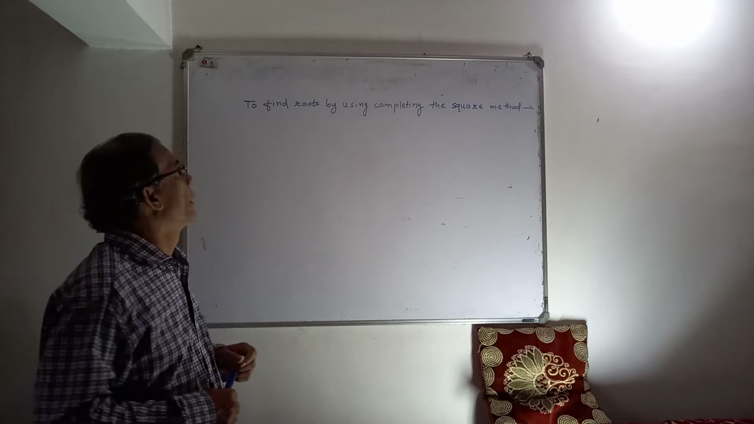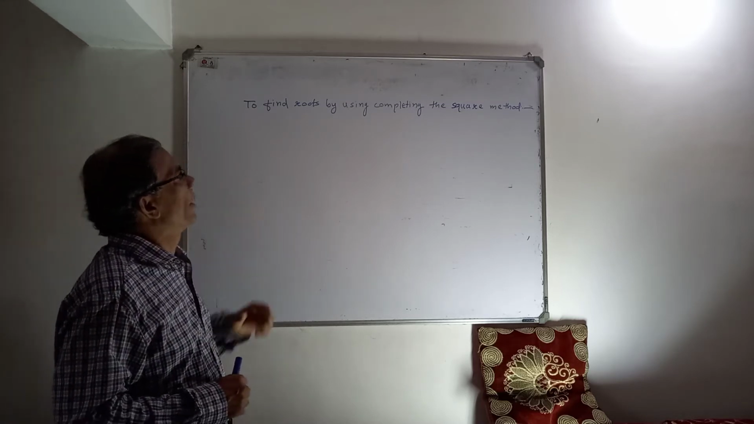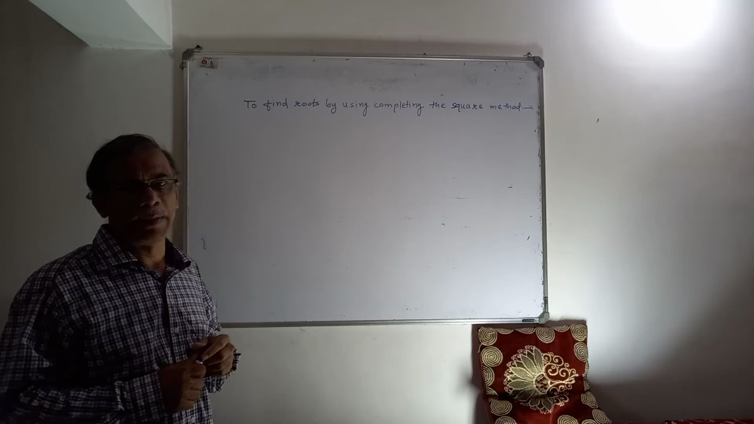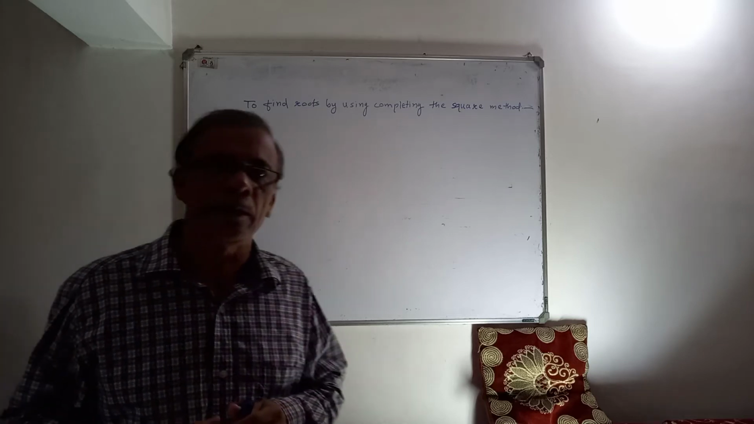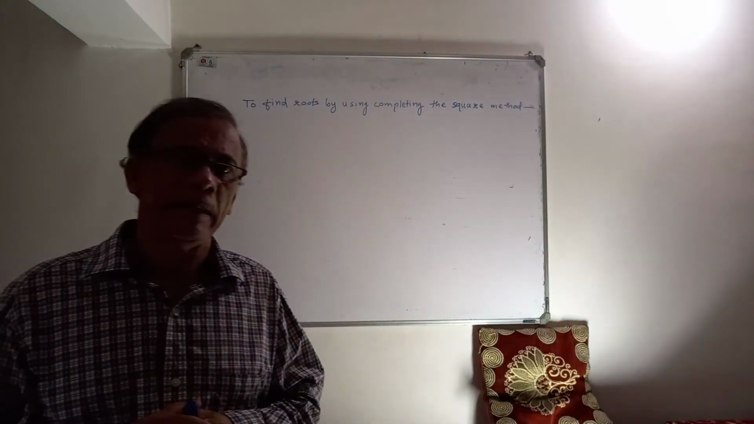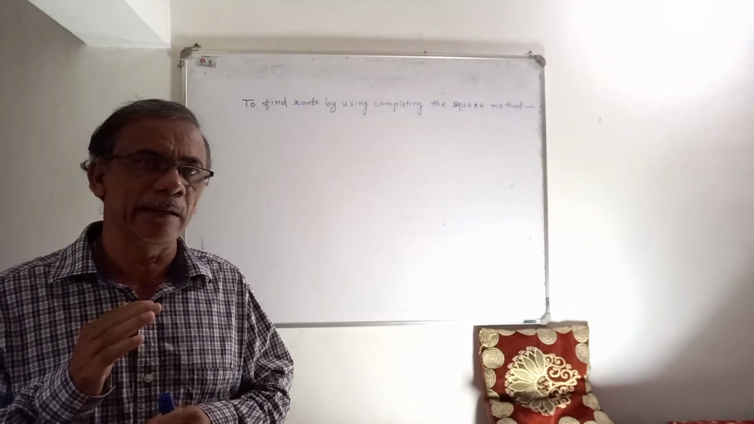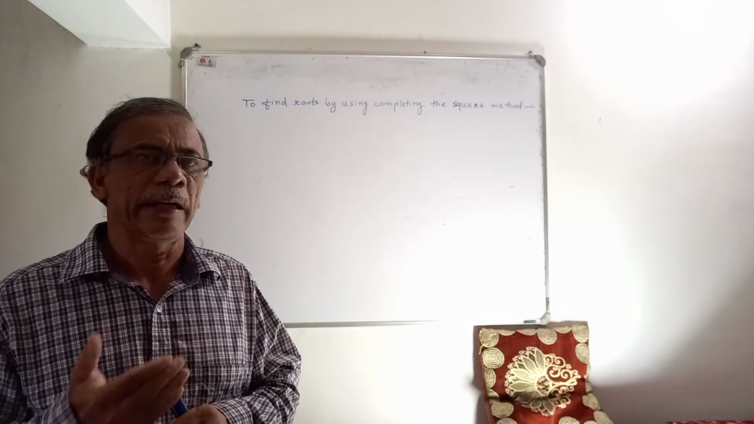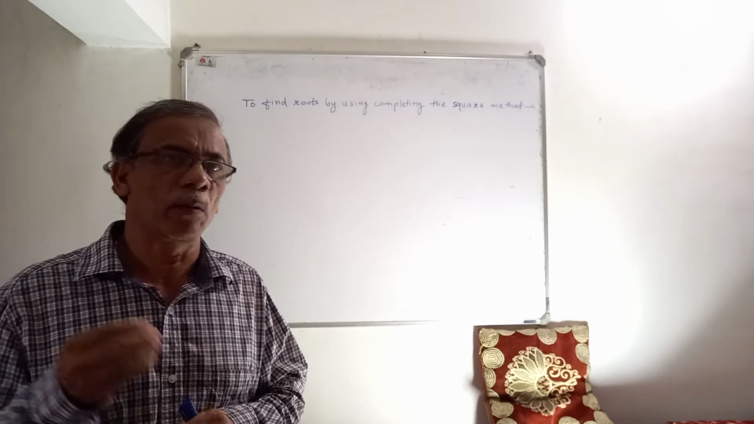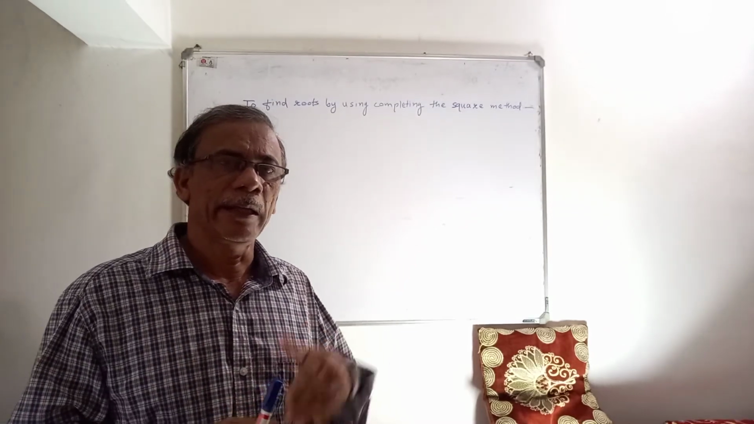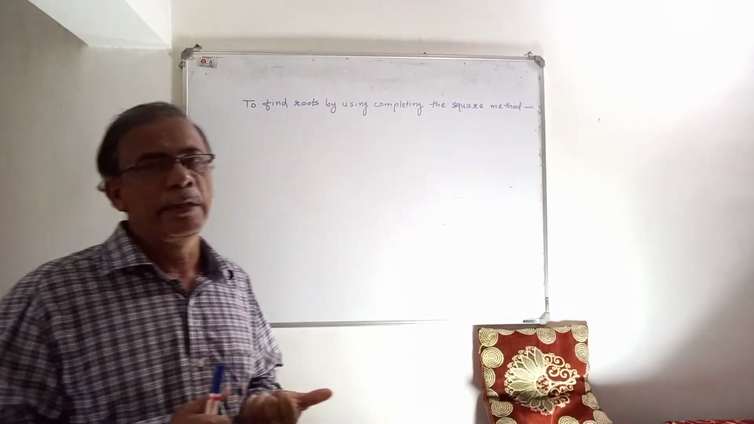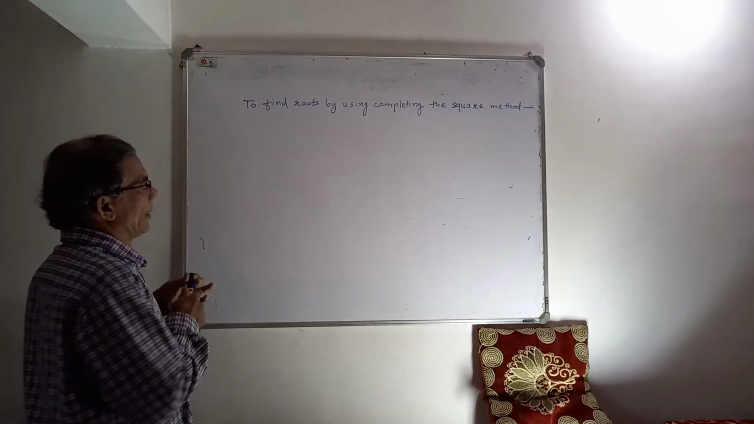Now to study how to find roots by using the completing the square method. So far we have studied two methods. One is by factorization or splitting the middle term, and the second one is to find the roots by the quadratic formula. Now there is one more method to find the roots, that is the completing the square method.